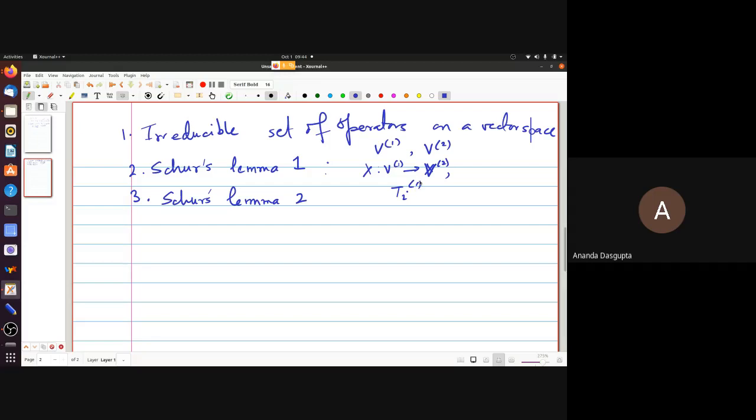two sets. So I have two irreducible sets of operators, one on the space v1, another on the space v2. If you have an intertwining relation, like you first apply x and then apply ti2, that is x carries you from v1 to v2, then you apply ti2. Or you first apply ti1, moving within v1, and then apply x to go to v2. You get the same result for all i. If this happens, then Schur's lemma 1 simply says x equals 0 or x inverse exists. So this is lemma 1.